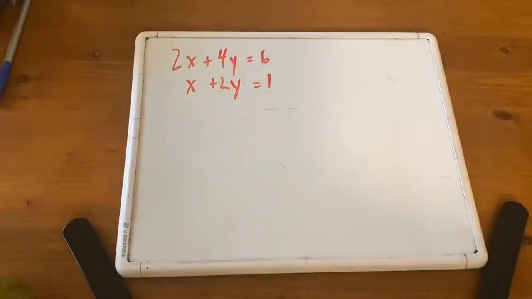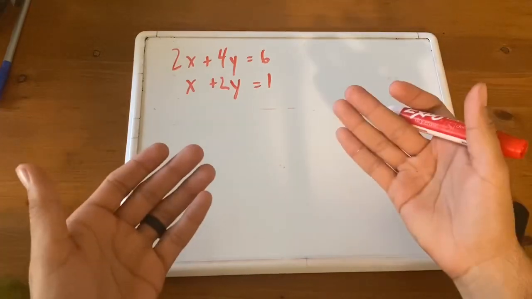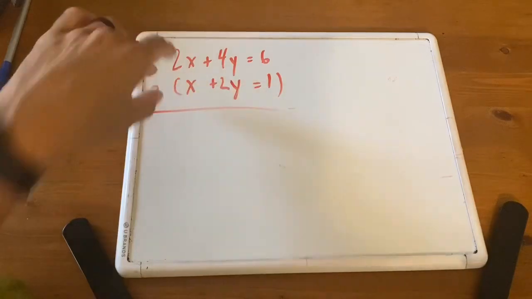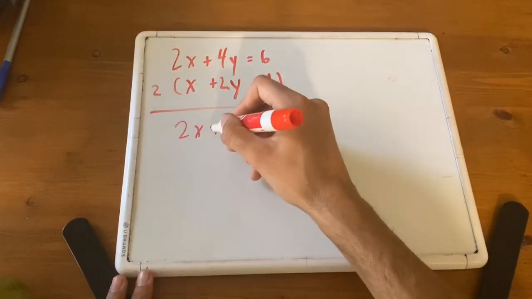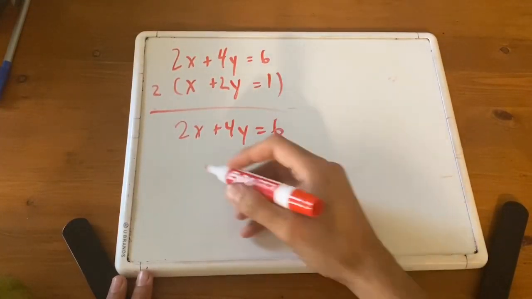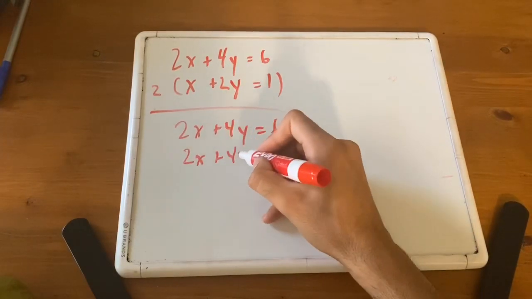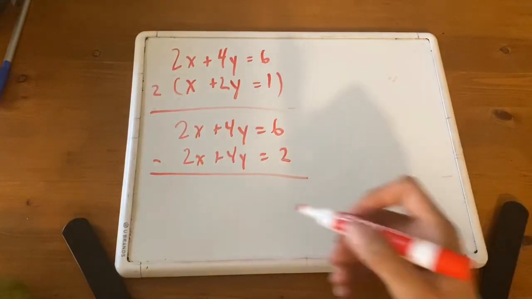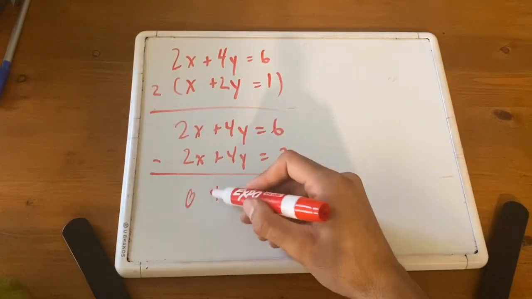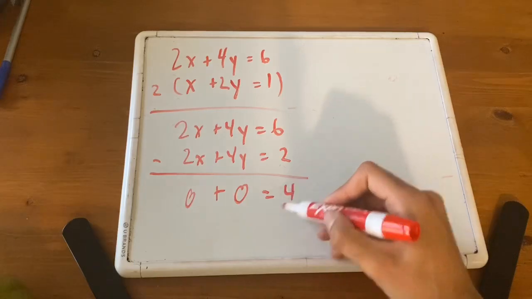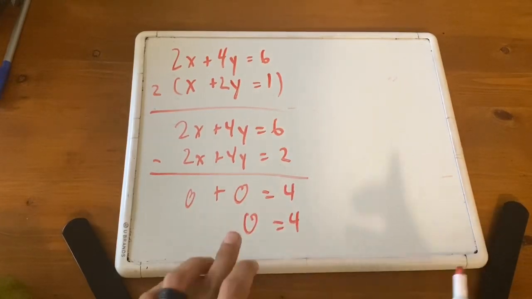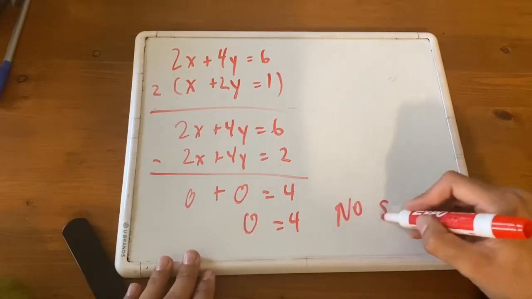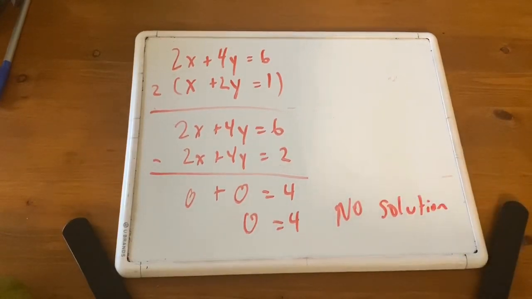Let's talk about another situation. So here I have a very similar problem and I'm going to solve it using elimination. So I'm going to try to get the 2x on the bottom equation. And solving it, I get the first equation and on the bottom I get 2x plus 4y is equal to 2. I'm going to subtract the bottom from the top and you're going to notice that I'm going to get 2x minus 2x is 0, 4y minus 4y is 0, and I get 4 on the right side. So 0 is equal to 4. That can never happen. 0 never equals 4. That means that I have no solution for this equation.